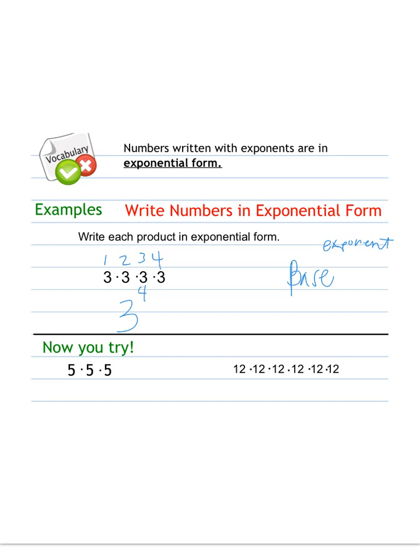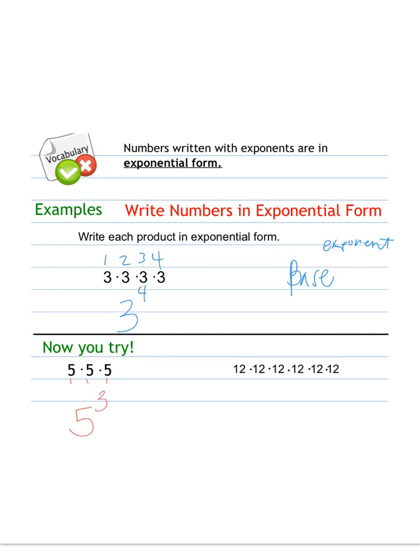Okay, try these next ones on your own and then come back and check. We have 5 times 5 times 5. Well, our base is 5. That is the number that is multiplying by itself. We have it multiplying by itself 1, 2, 3 times. So it's 5 to the power of 3.